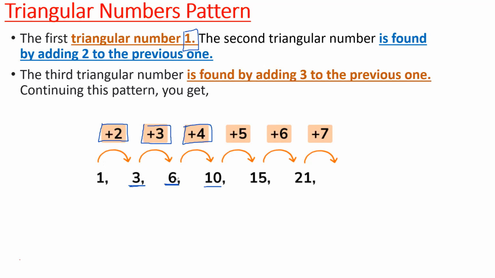6. Very good. And remember we added 3. So now we're going to add what? 4, right? And then we get 10. And when we get 10, we're going to add 5, and we get 15. Now we're going to add 6. And when we add 6, we get 21. And then the next one, we have to add 7.